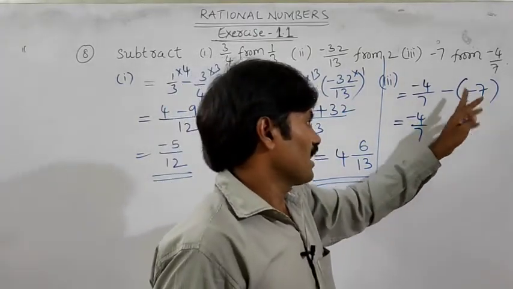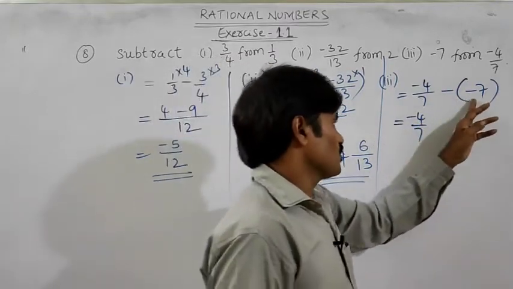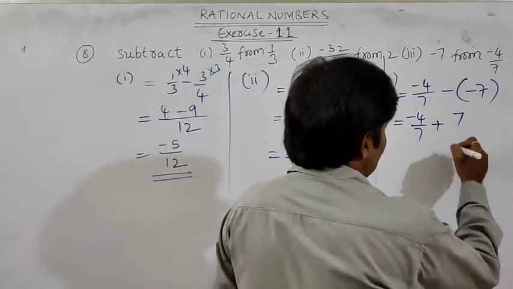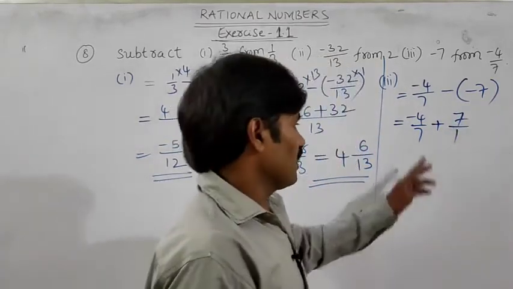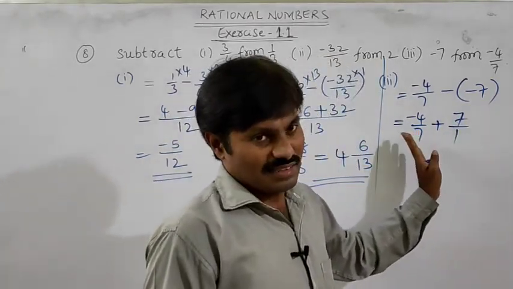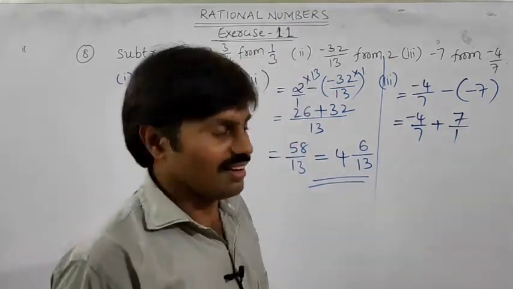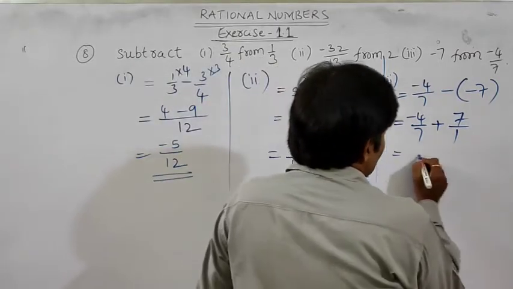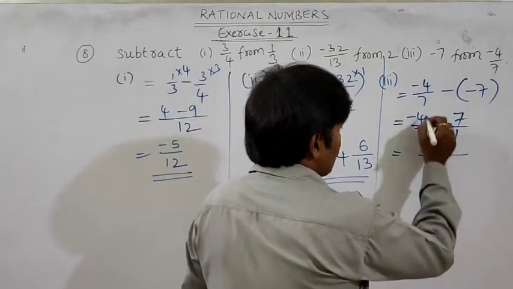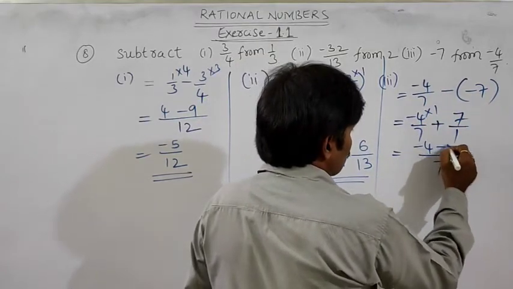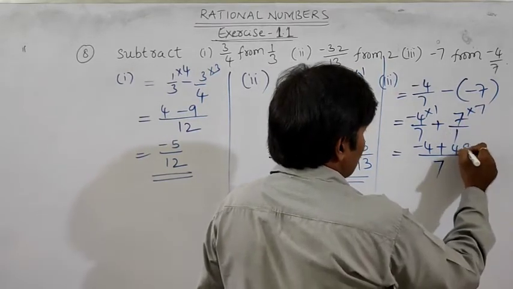Now, according to BODMAS, first the bracket. Remove the bracket, then it becomes minus into minus. Bracket in the sense nothing but multiplication. So minus into minus is plus 7. To simplify this numerical expression, I have written 7 as 7 by 1. Can we write it or not? Yes, we can. So 7 divides 7 one time. So minus 4 into 1 is minus 4, plus 1 divides 7 7 times. So 7 7s are 49.